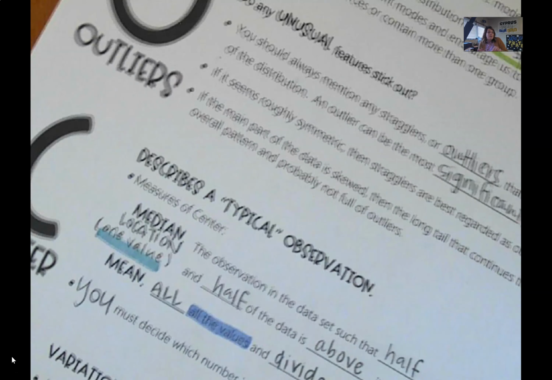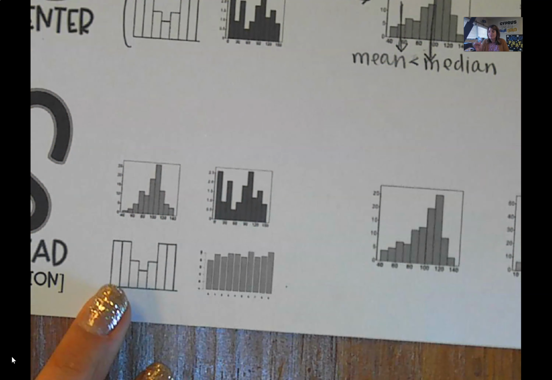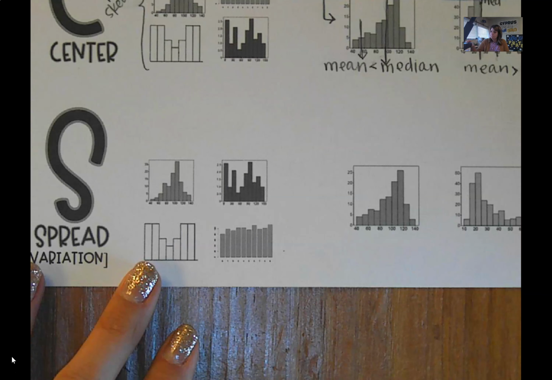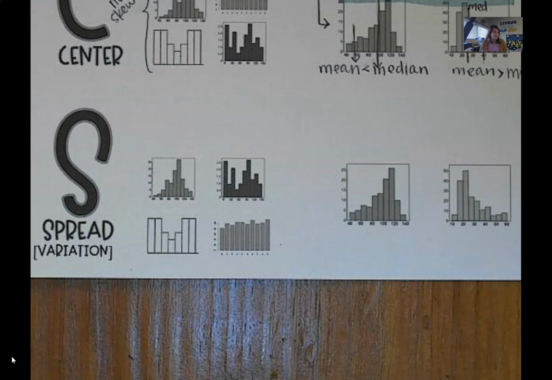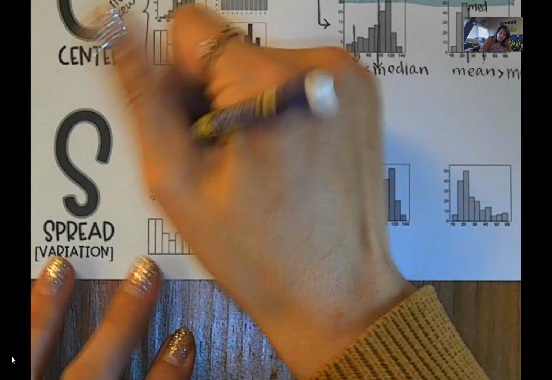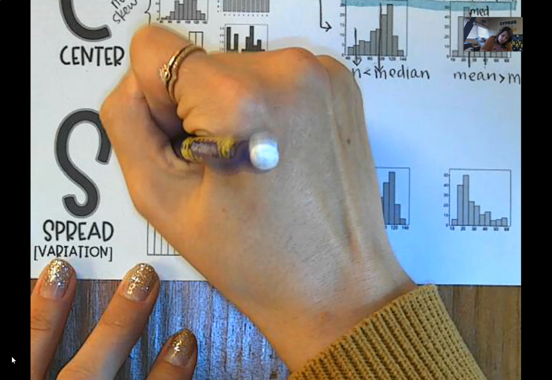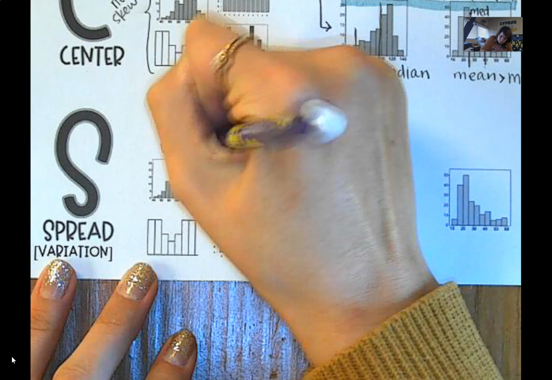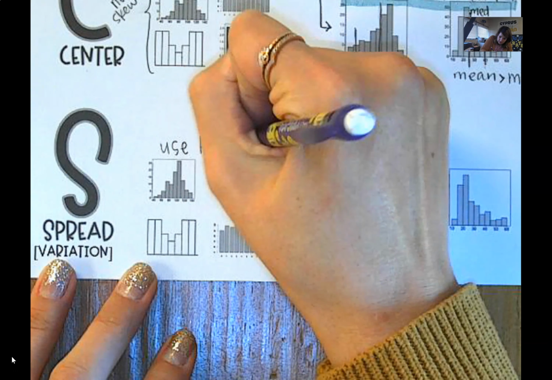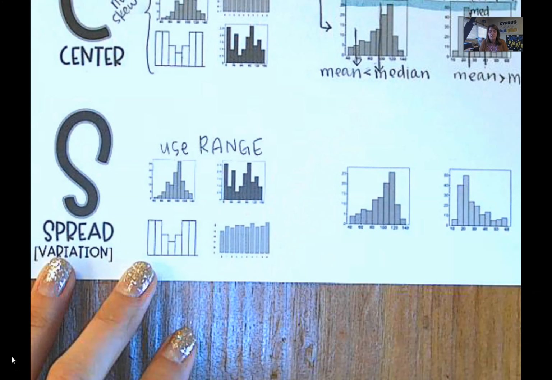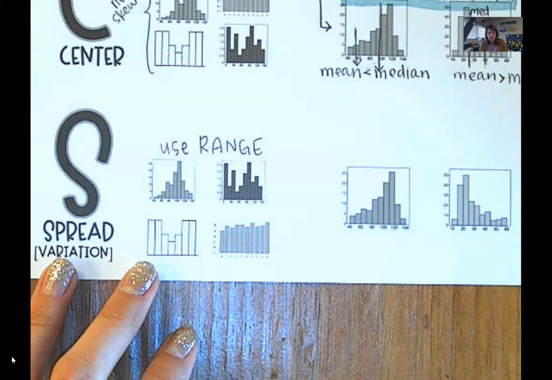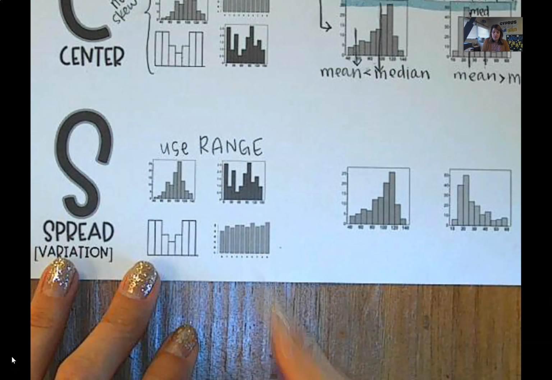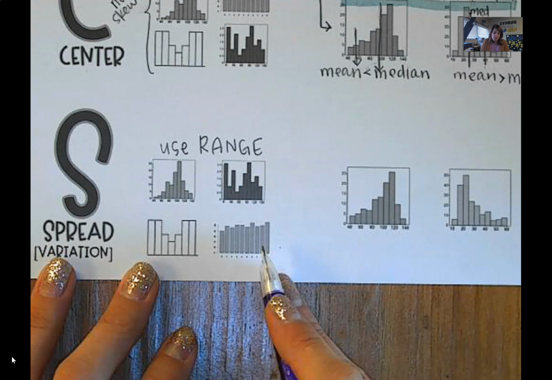So just like with every other element of a distribution, we have some graphs here to help us have a quick reference for what we are going to use. So in these left ones, you would use range. Range in this case would be a good description of the spread. So range here would be a good description of the spread.